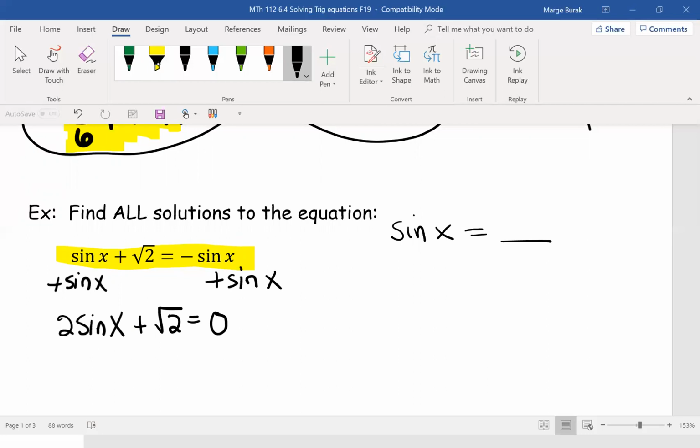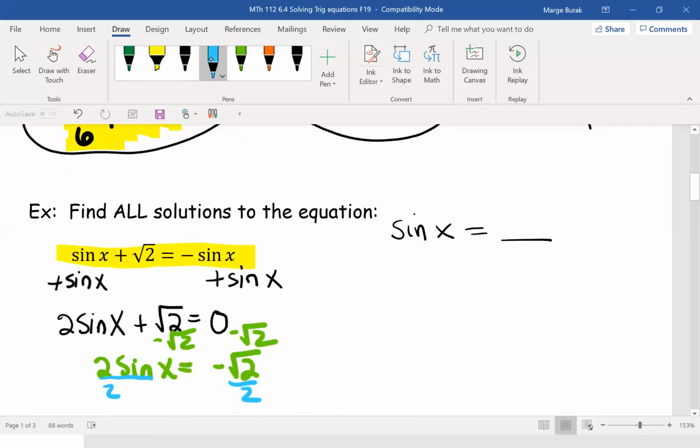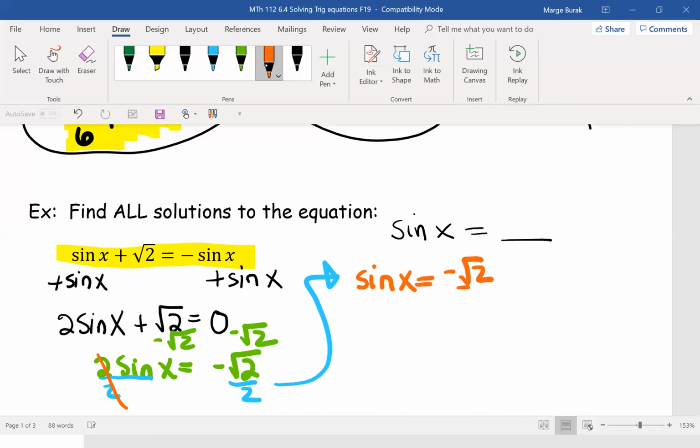Now I want to isolate my sine of x. So first I'm going to get rid of that square root of 2. So I'll have 2 sine of x equals negative radical 2. And then divide by 2. I don't think I have a lot of room here, so I'm going to go up here. And that will give me, since these two canceled, sine of x equals negative radical 2 over 2. I want all the solutions, so let's keep that in mind.